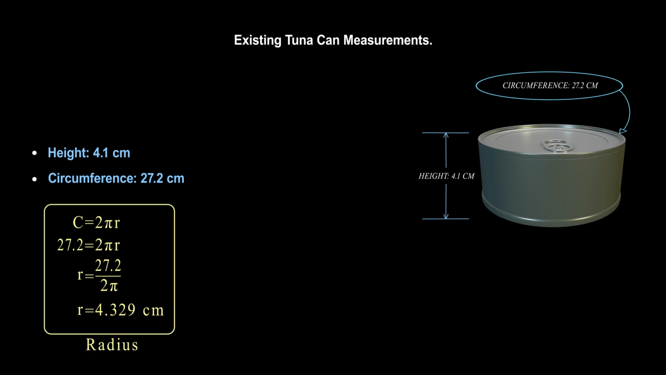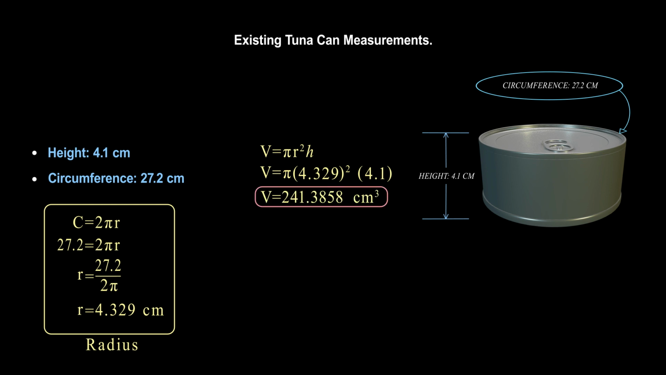Now let's find the current volume of the tuna can. The volume is equal to pi multiplied by the radius squared multiplied by the height. Now put the values of the radius and height. The volume is equal to pi multiplied by 4.329 squared multiplied by 4.1. The volume is equal to 241.3858 centimeters cubed.